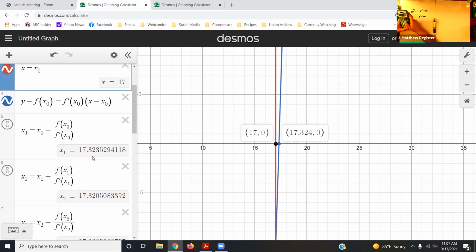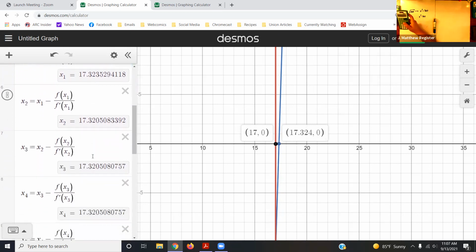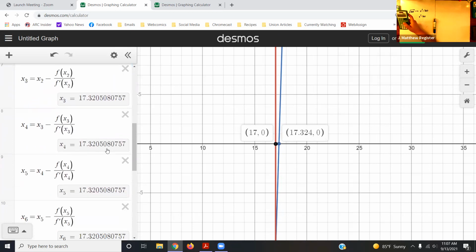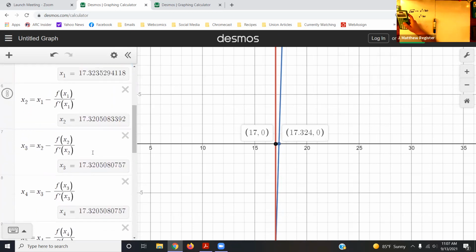The actual square root of 300 is 17.32050808. And by the time we get here to x sub 3, we're already more accurate than my calculator. And so that's Newton's method.